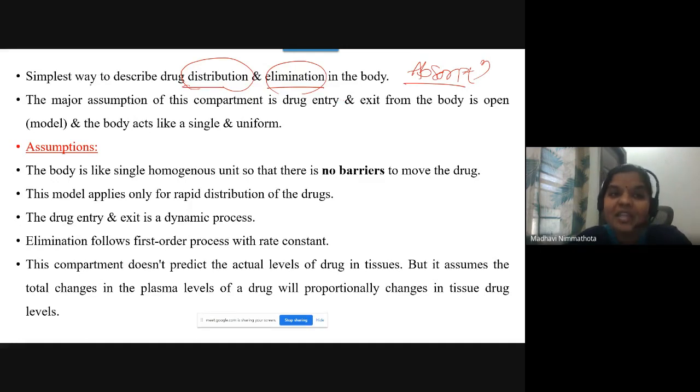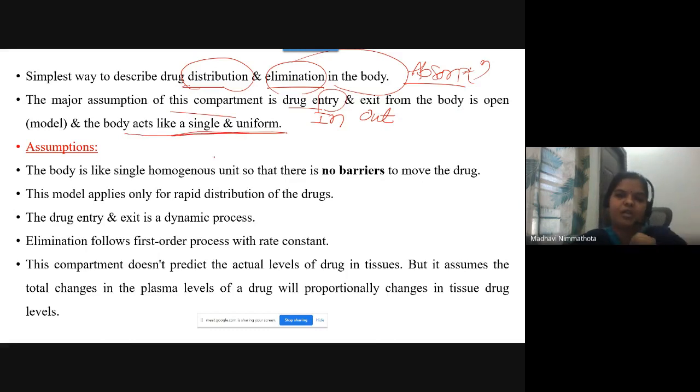So that's why this is the way to describe only the distribution as well as the elimination which will be happening in the body. So the major assumption of this compartment is the drug entry, that is in, and the drug exit, that is out, from the body is open model. The body acts as a single uniform compartment. These two are the most important points. Okay, so that's why the body acts like a single and uniform unit.